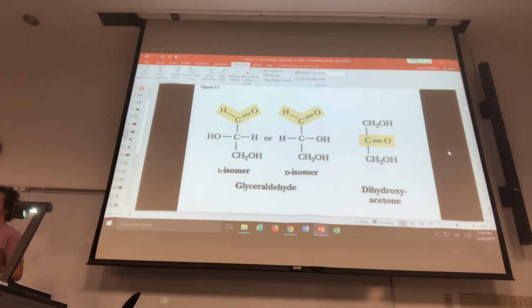About D versus L configuration, the only thing conceptually that matters is, you remember in amino acids you learned that all naturally occurring amino acids are in the L configuration. For sugars, it's a little bit more lenient than that. The most common form of sugars in nature is the D configuration. There are still a few that end up in the L configuration, but the most common form the sugars take is the D configuration. Okay.